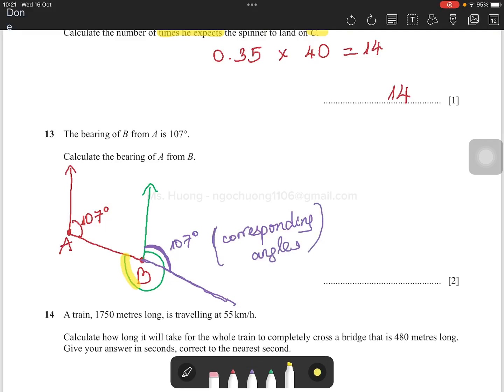And then the yellow angle is 180 degrees. So we add up 107 plus 180, which is equal to 287 degrees. So the answer is 287.